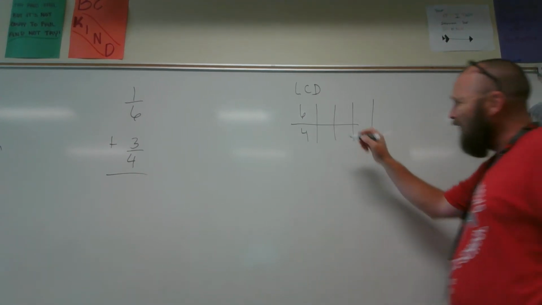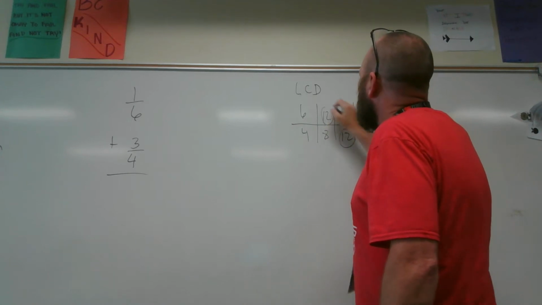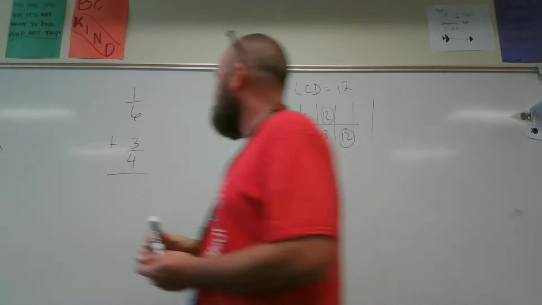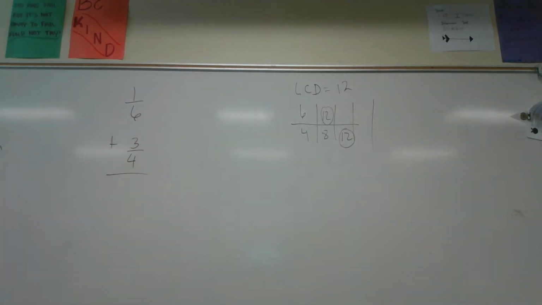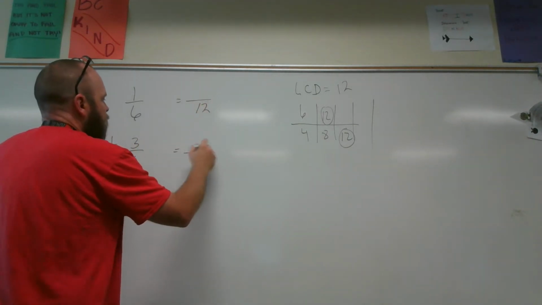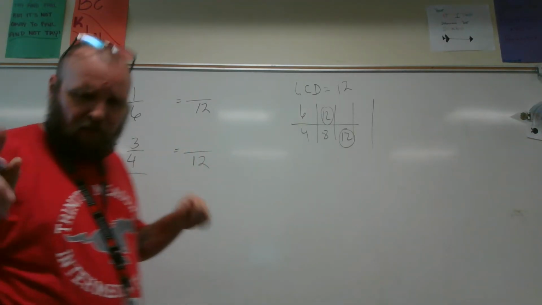12. Correct! 4, 8, 12. 12 is the least common multiple of 6 and 4. So I need to change both these fractions so that they have a denominator of 12, but I don't want to change the value. I cannot change the value.